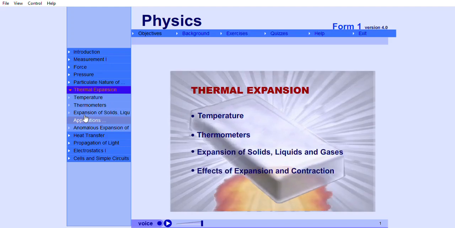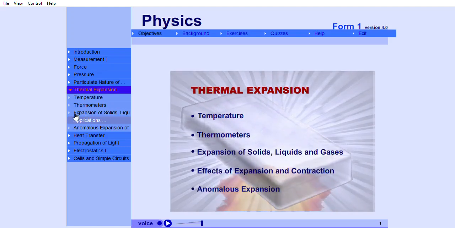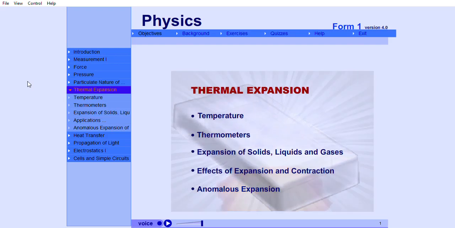Most substances increase in volume when heated. The increase in volume when a substance is heated is called thermal expansion.